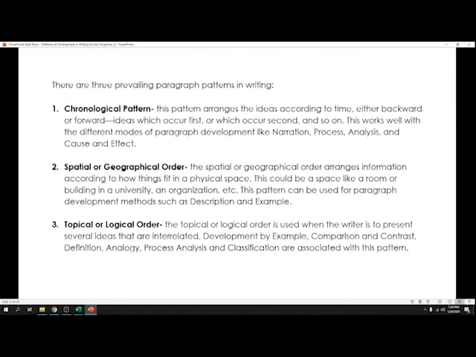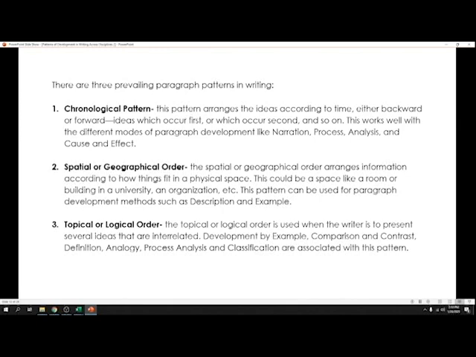So, ibig sabihin kapag chronological pattern, it means na yung pagkasunod-sunod. Hindi naman pwedeng naunang bumaha bago umulan ng malakas. So, kinakailangan kung ano yung unang nangyayari in the middle part and so on. Dapat sunod-sunod yung mga pangyayari. So, this works well with the different modes of paragraph development like narration. So, we already talked about narration, the process analysis, and cause and effect.